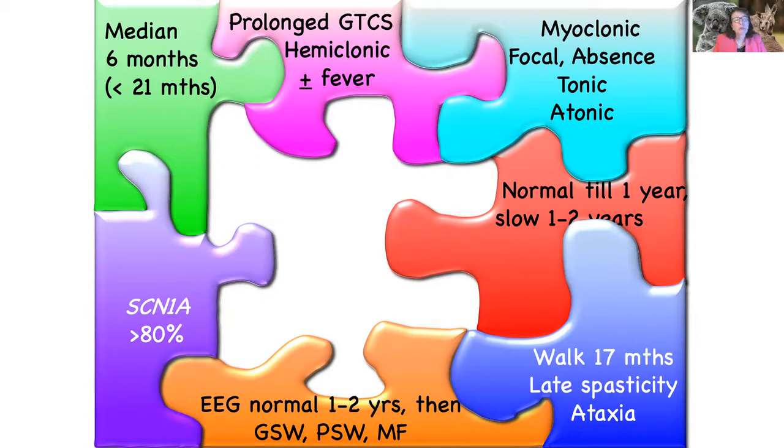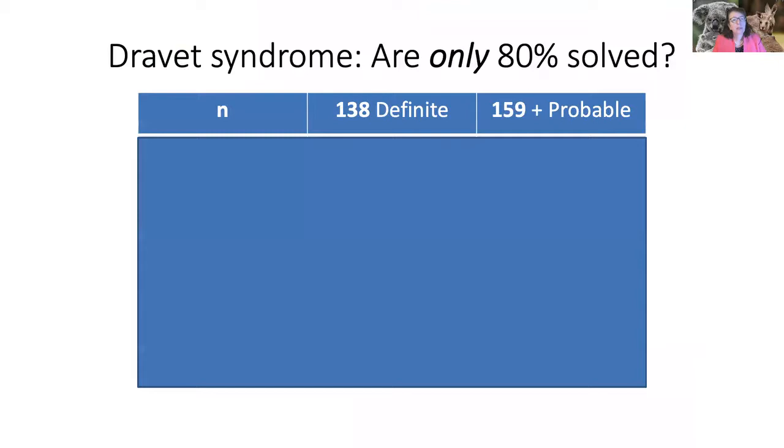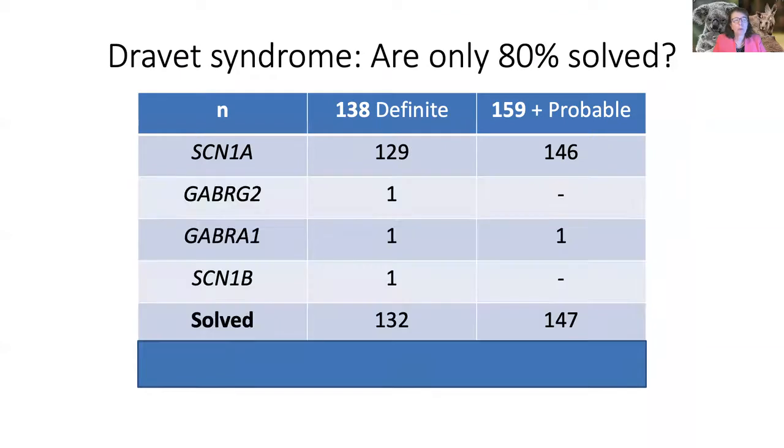The last point I wanted to talk about with Dravet syndrome is we say that currently more than 80% of patients have mutations of SCN1A. So is this actually correct? We looked at our patients with Dravet syndrome in our research and clinical studies, and we had 139 definite and 159 probable, which included the 138. We looked at our SCN1A mutation rate, and you can see it's well over 90% for both groups.